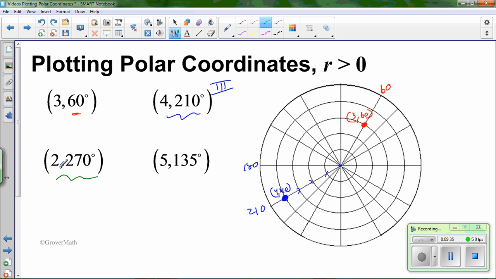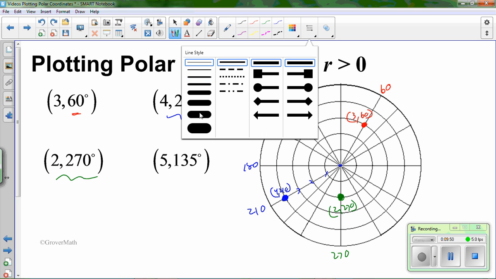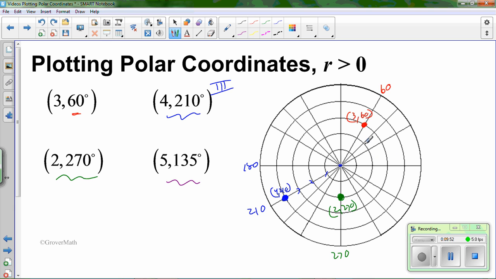Like 2, 270. 270 is here. It's a quadrantal angle, and I'm just going to go 2 out from the origin, so it's right there. That's my 2, 270. And I'll do one more. 5, 135. 135 is in quadrant 2. It is 45 short of 180, and a distance of 5 out from that is right here. So that's the point 5, 135. So those are plotting polar coordinates where r is greater than 0.